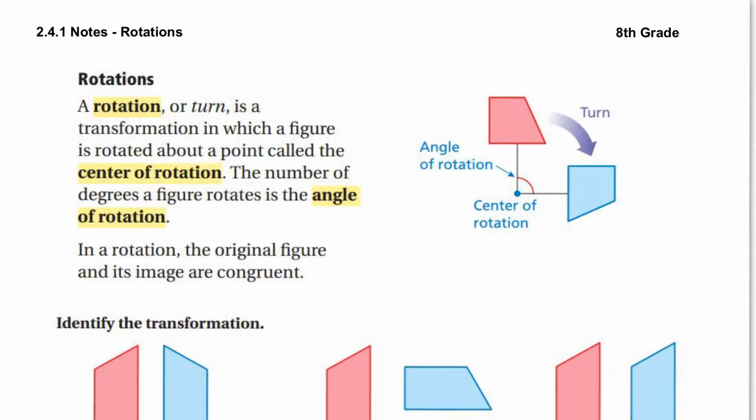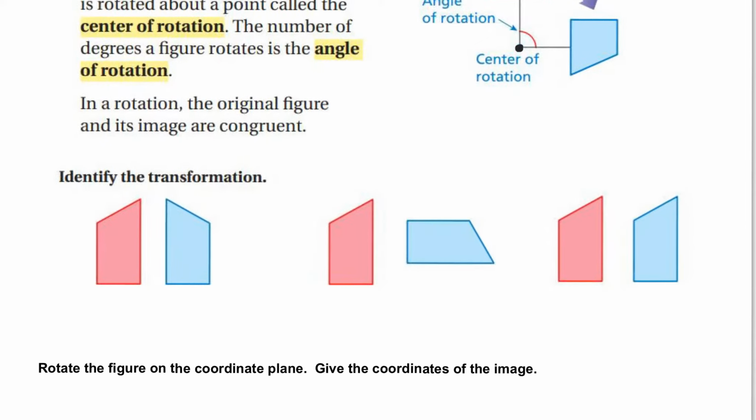Next type of transformation we're going to talk about today is a rotation. Now, a rotation is when we turn our image around, or we rotate it around a point. We turn it around a point called the center of rotation, and we turn it a certain number of degrees, which is what we call the angle of rotation.